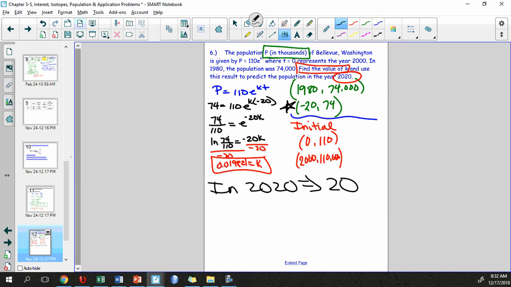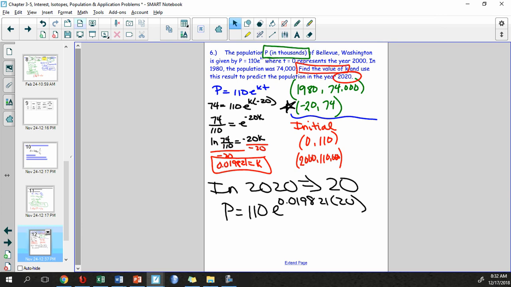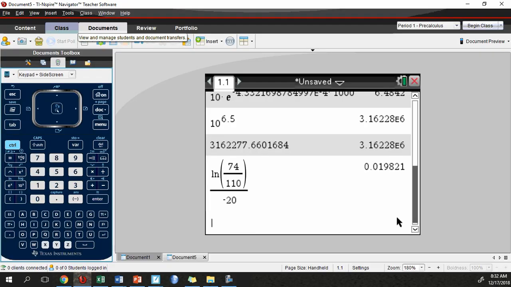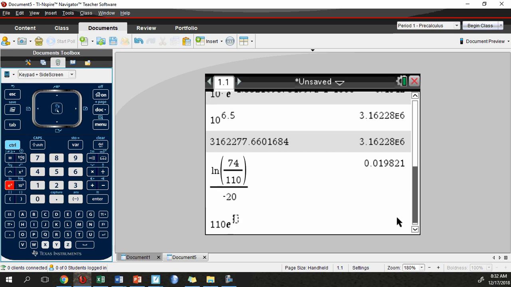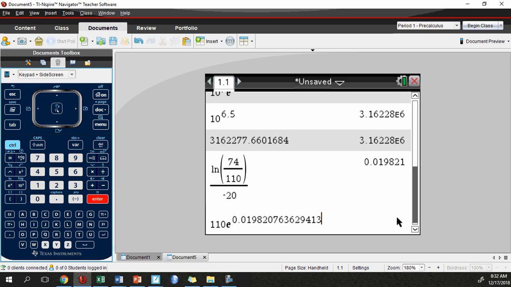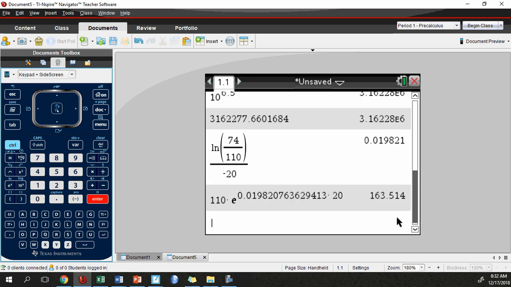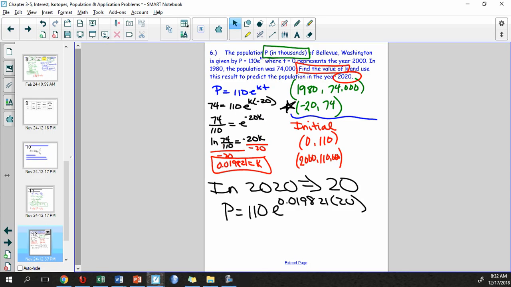So what you're going to do here is you're going to have your population P is equal to 110 e to the 0.019821 parentheses 20. Correct? It's a simple plug and chug. So I come back over here and I do that. 110 e to the arrow up and grab that. Why? Because we're too lazy to actually type it all in. And then times 20. So that is 163.514.